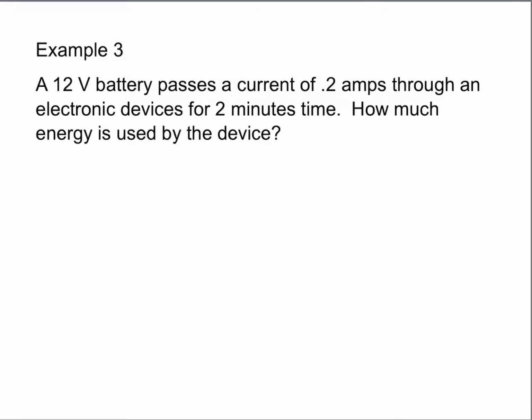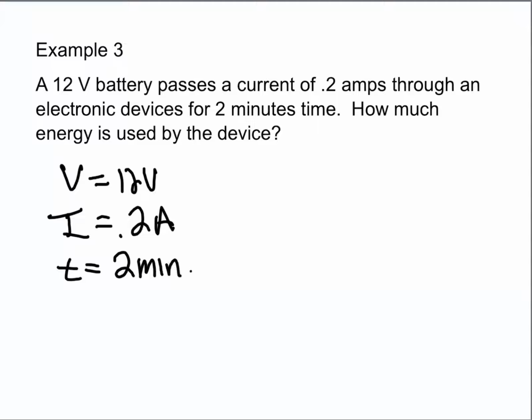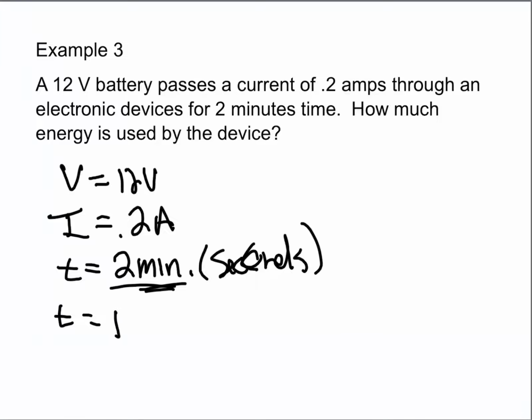So let's just try a quick question on that to show you one or two little pitfalls they sometimes get you with, and then I'll set you loose on doing some questions. All right, so we got a 12 volt battery. So we have a voltage of 12 volts. We have a current of 0.2 amps, and it says a time of 2 minutes. They love to do this on the test. Remember, we never ever use minutes. We use seconds. So this amount of time in seconds is going to be 2 minutes times 60 seconds per minute. That's going to be 120 seconds.